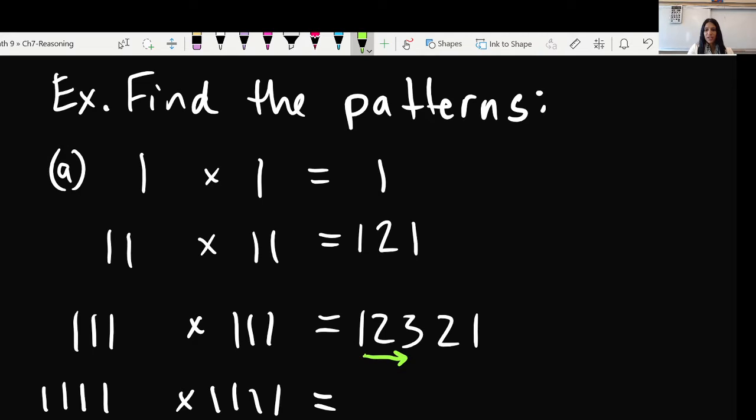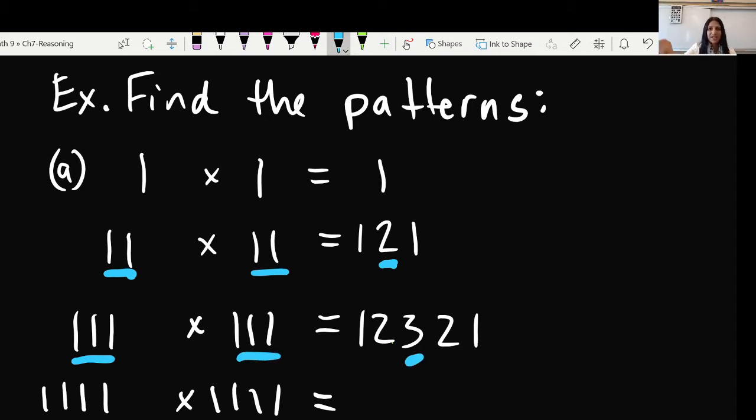It goes 1, 2, 3, and then it goes down to 2 and 1. So 1, 2, 3, 2, 1. So basically, the numbers are approaching 3 from either side, in ascending order from the left, so getting larger, and then descending order going towards the right. 3, 2, 1 here. The other pattern that I'm hoping you're noticing is the number of digits that we have. We have 2 1s times 2 1s, and then you have a 2 in the middle. You have 3 1s times 3 1s, and you have a 3 in the middle here.